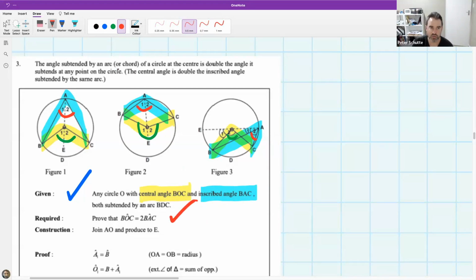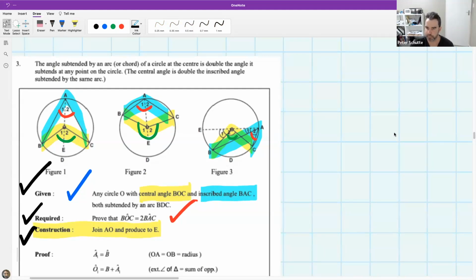What is the construction that you need to memorize? The construction that you need to memorize is simply to draw a line from the circumference to the middle and extend it a little bit. So join AO and produce it to E. Give me a thumbs up if you followed my thinking so far. Can you see the three steps that I was talking about? You can see what you're given, what you're required to prove, and now the construction.